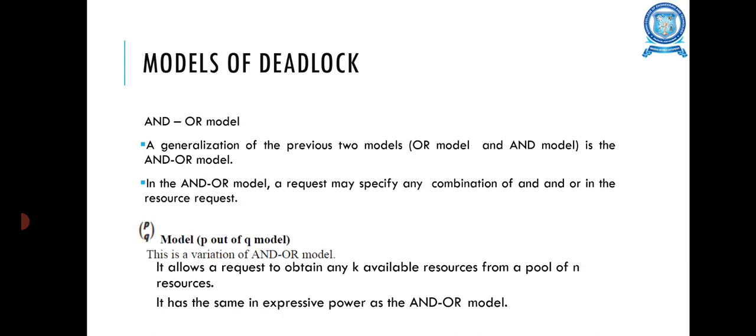The next model is the AND-OR model, a generalization of the previous two models, the AND model and the OR model. In the AND-OR model, a request may specify any combination of AND and OR in the resource request. Then the next one is the P-out-of-Q model. This is a variation of the AND-OR model. It allows a request to obtain any k available resources from a pool of n resources. It has the same expressive power as the AND-OR model.